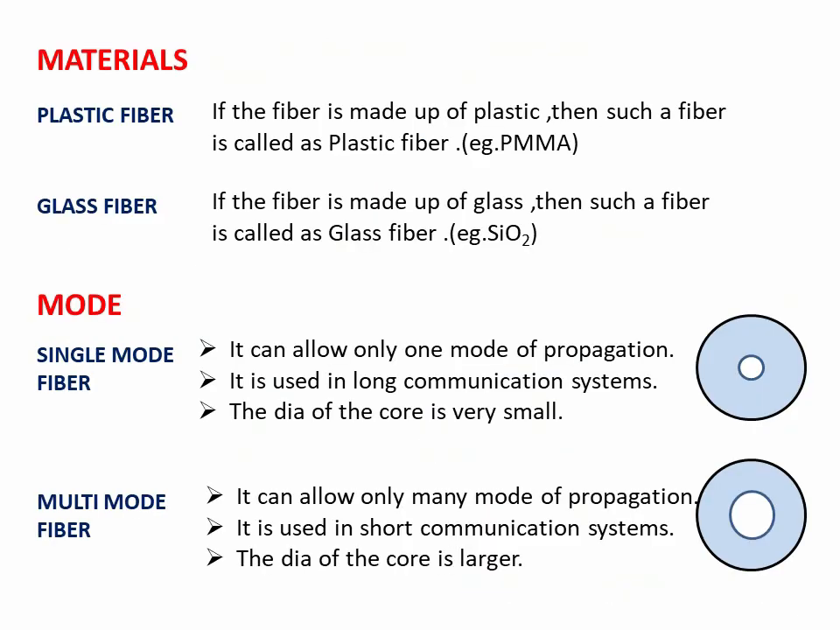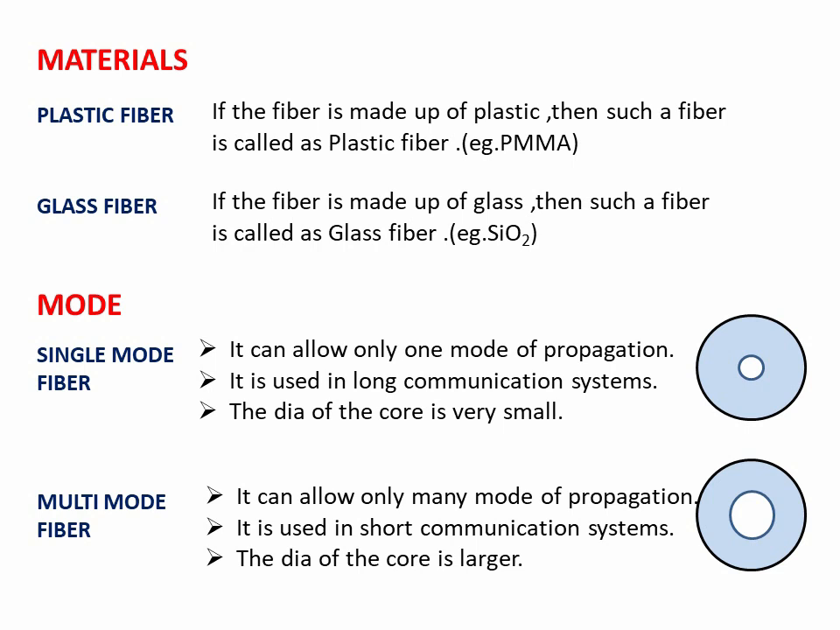Based on materials in which the fibers are made, it is classified into two types, namely plastic fiber and glass fiber. Plastic fiber is nothing but if the fiber is made up of plastic, then such a fiber is called plastic fiber. For example, polymethyl methacrylate. Next, glass fiber. If the fiber is made up of glass, then such a fiber is called glass fiber. Example, silicon dioxide.